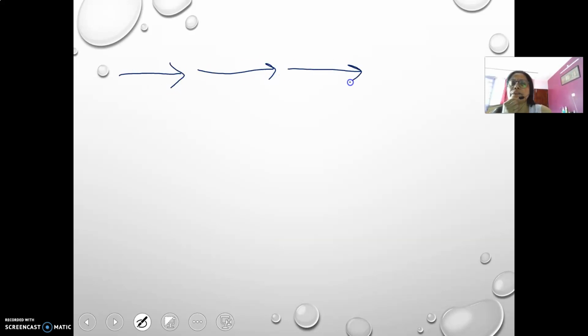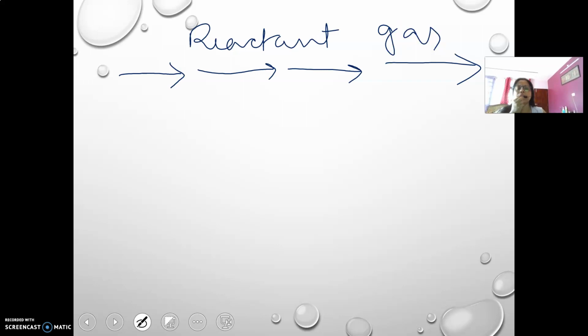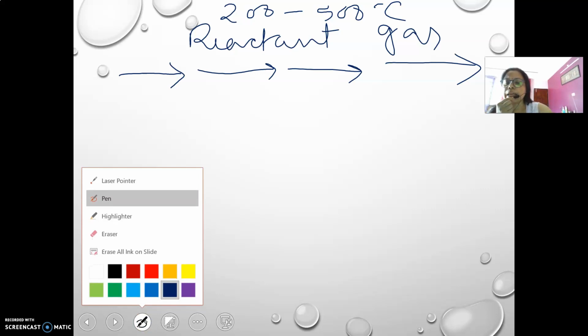In order to show how this CVD is done, we can have a schematic diagram. For example, suppose we are sending some reactant gas along this direction at a very high temperature. We are sending some reacting gas, or the reactant. So we can say that we are allowing the reactant gas in the vapor phase to go in at a very high temperature, around 200 to 500 degrees centigrade. We are allowing the reactant gas to flow through it. But during this process, we create a surface.